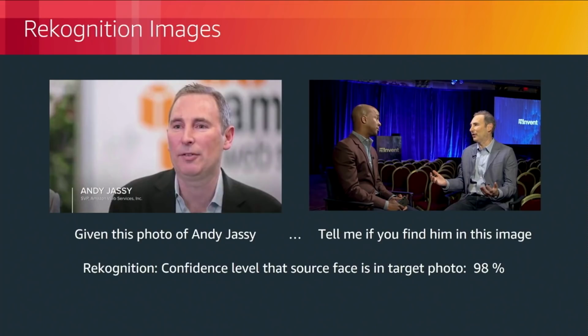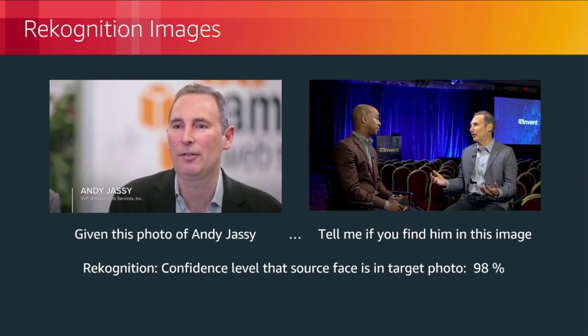So, first of all, as developers, here's the first use case I'm going to give you. This is the problem I want you to solve. Given a photo, and in this case I'm giving you a photo of Andy Jassy, the CEO of AWS, and a large corpus of images, find every image that Andy Jassy is in. So in this case we've got one image. I've run this through Rekognition, and it's come back and said that it's found Andy in that second photo and it's 98% confident he's there.